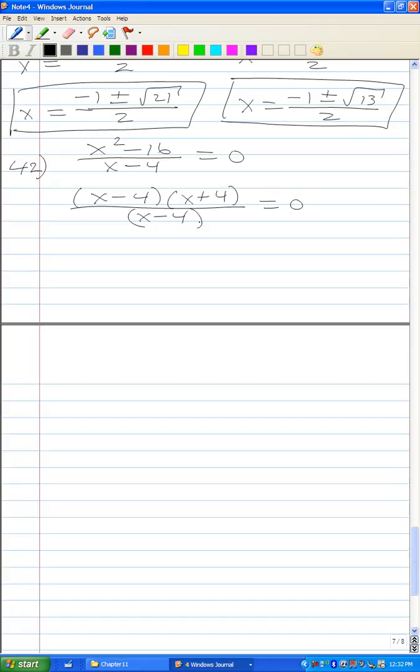Notice that I can cancel these. So I get x plus 4 is 0. Subtract 4 from both sides of my equation. So x equals negative 4. Notice I'm not dividing by 0, so x equaling negative 4 is my solution.